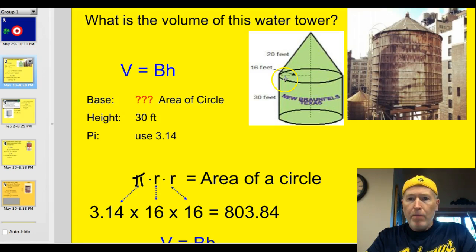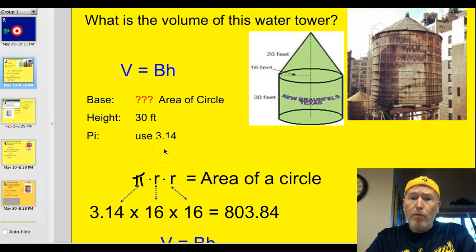So I made a little drawing here, and it looks like we have a radius of 16 feet and a height of 30. Well, to find the volume of the cylinder, all we need to do is take the base times the height. But this is a big B. Big B means the area of the base. So we have to find the area of the circle. We don't have that, but we've got the height.